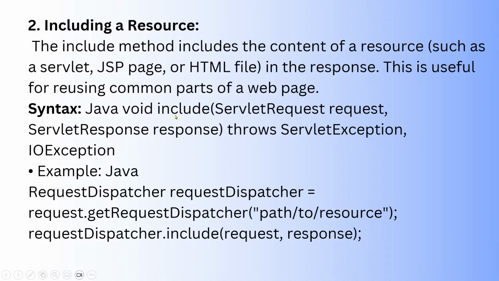Then the syntax for this is servlet request and servlet response, which throws the IO exception. Again here, you have to create the object for request dispatcher, and by using this object you have to call the methods get request dispatcher and include.